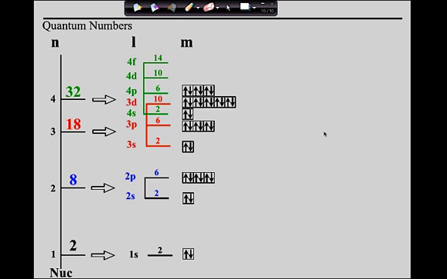How many orbitals are in the d? 5. What do they look like? We saw them just a minute ago. 4 clover leaves and that funny thing. Guys, draw 5 boxes. And then I'll let you catch up.